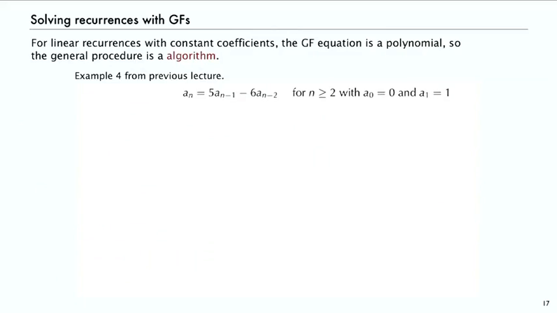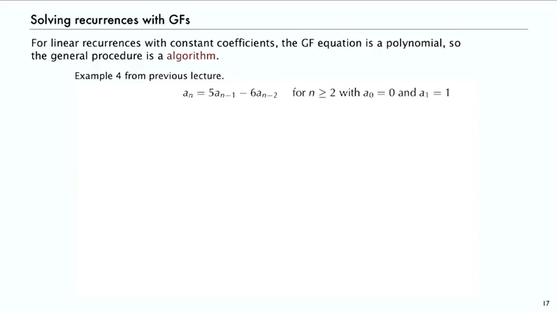Now, in the case of linear recurrences with constant coefficients, the procedure really is an algorithm. We always can get a solution, and actually people have implemented this in symbolic math systems. So here's an example from the previous lecture.